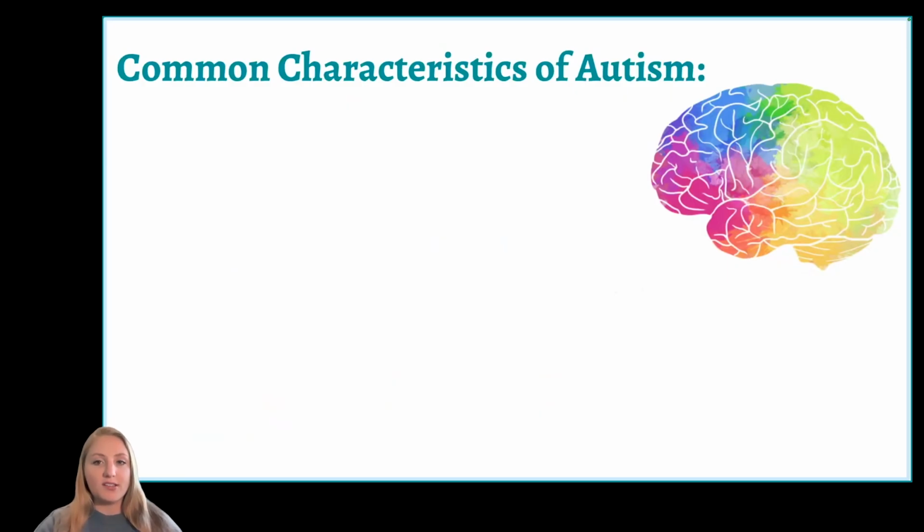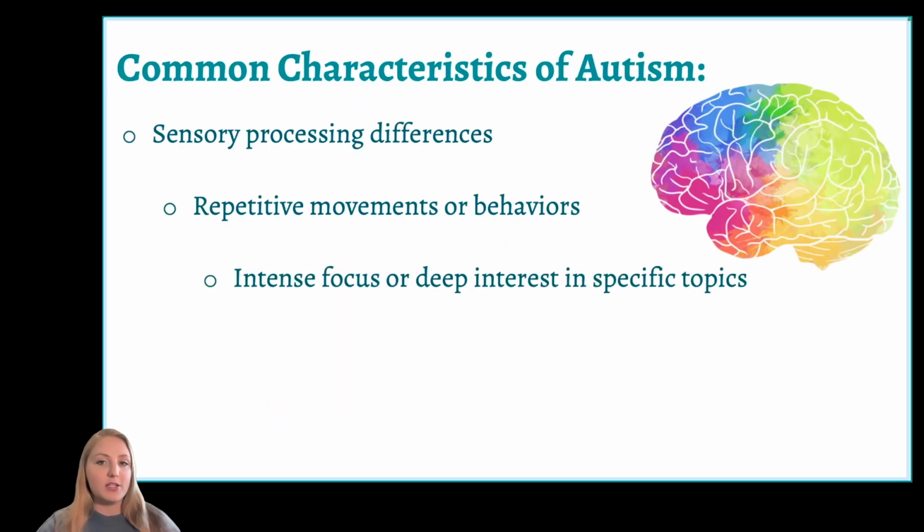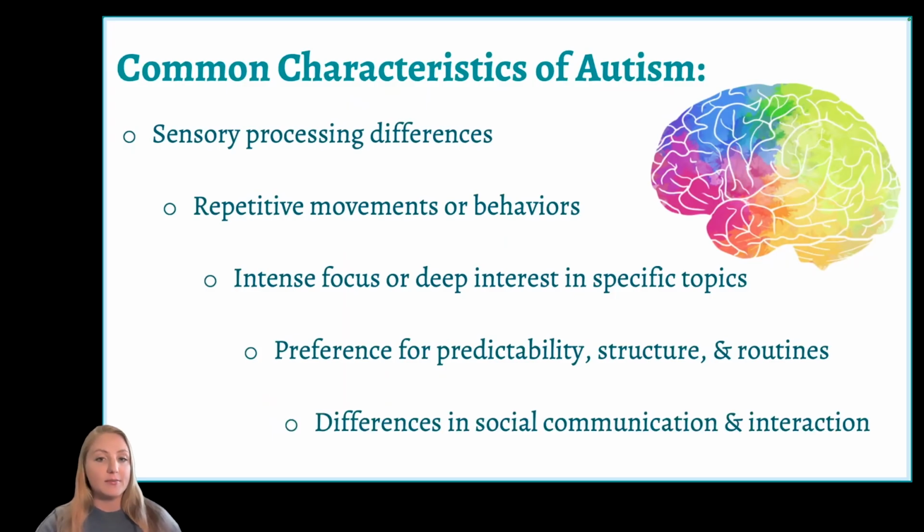While every autistic person is different, research has identified some common characteristics. These include sensory processing differences, so how someone experiences things like sounds, lights, textures, or other sensory inputs. Repetitive movements, behaviors, or self-soothing activities like stimming that can help with emotional and physical regulation. Intense focus or deep interest in specific topics that are often called special interests and can even become areas of expertise. A preference for predictability, structure, and routines, which can provide comfort and reduce anxiety, as well as differences in social communication and interactions, which can include things like verbal or nonverbal cues, maintaining conversations or relationships, and understanding unwritten social rules.